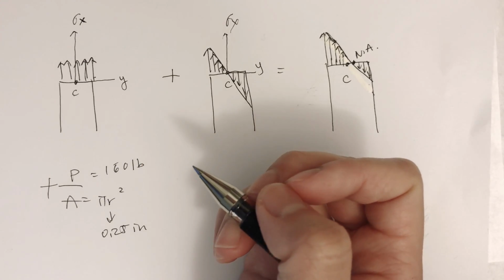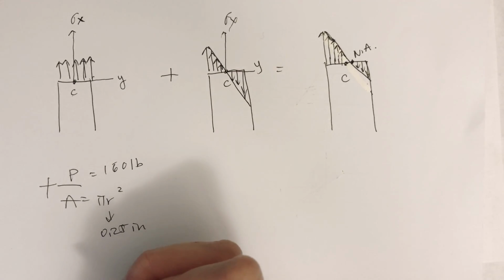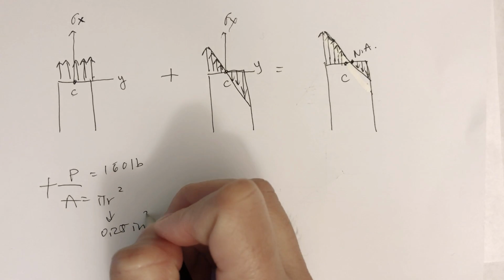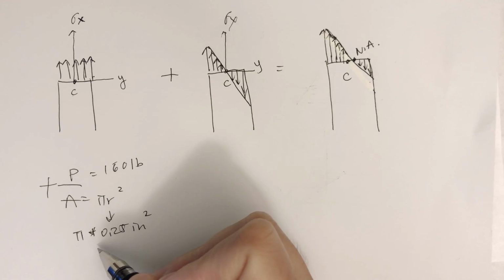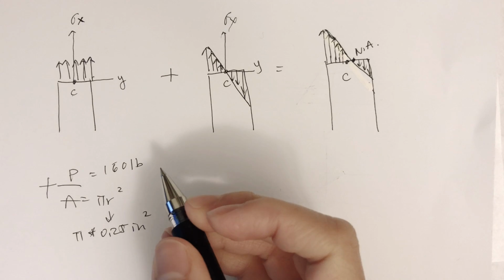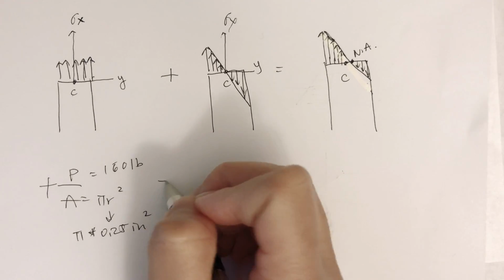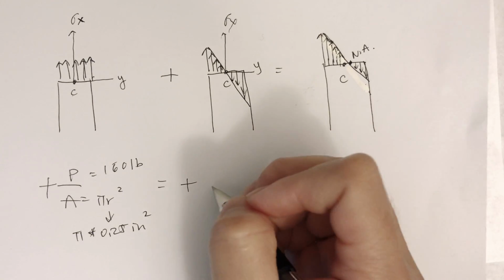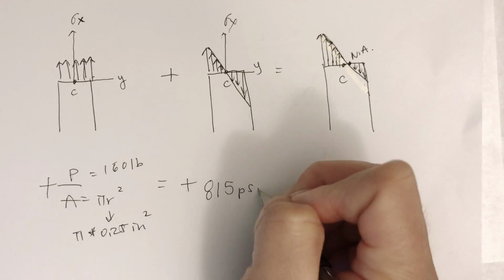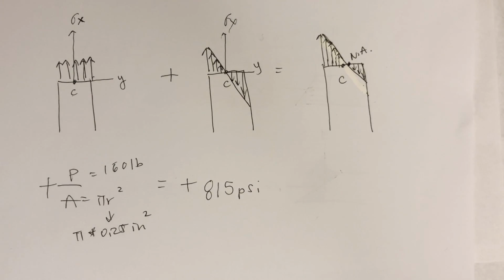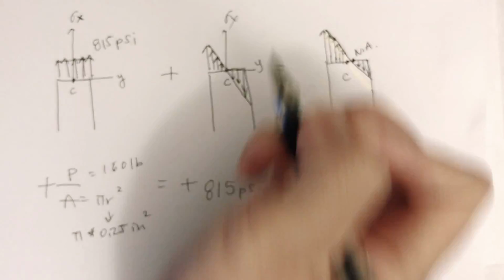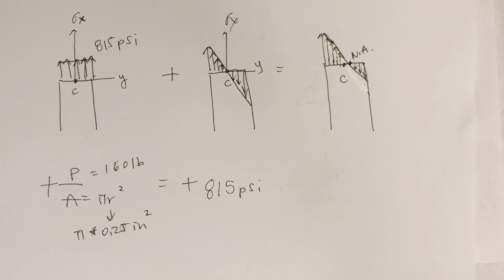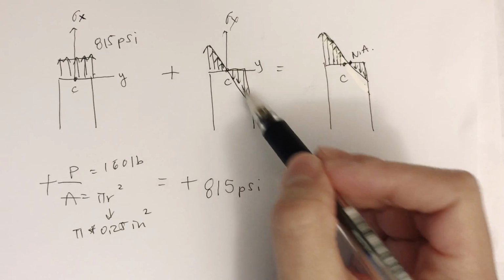Okay, so from slide 14, you get 160 pounds divided by pi times 0.25 squared. So that's going to equal positive 815 psi. Now, okay, so this whole thing is 815 psi. Now let's do this stress from the moment.